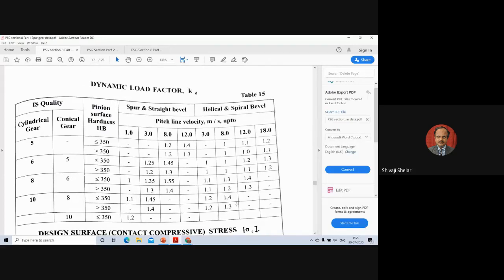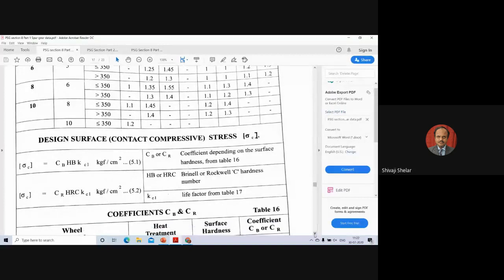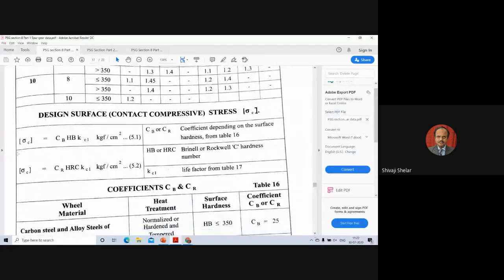Okay, so on page number 8.16, we have the formula for sigma c. This formula is available here: that is CB into HB into KC1. This value comes in kgf per centimeter square. You can convert it into Newton per millimeter square by dividing whatever value you are getting here by 10, or by 9.81, and you will get the value in Newton per millimeter square.